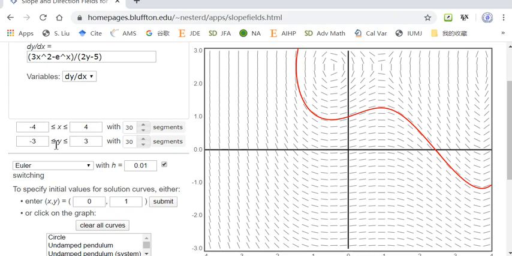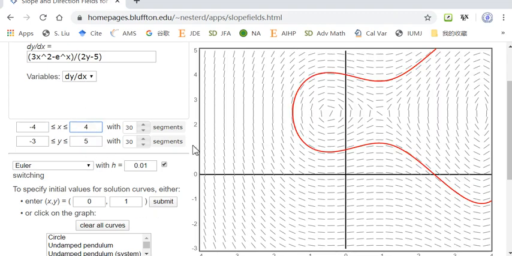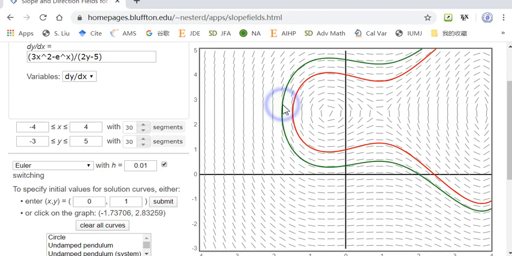Therefore, we need to change the range of the variable. So our y maximum may be 5. We can try 5. So we enlarge the range of y and see that the curve looks like this. This seems very good. Of course, we can also draw other integral curves of the equation. Here are several of them, but the red one is the graph for our initial value problem.